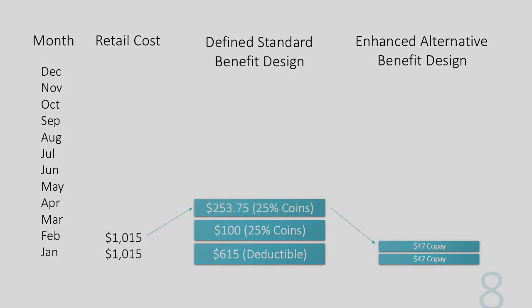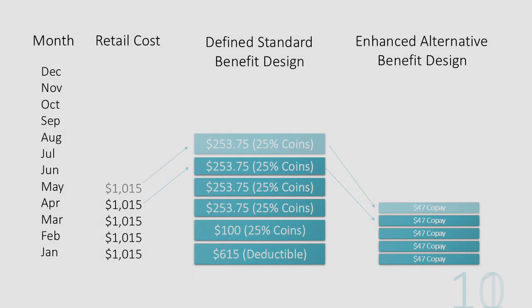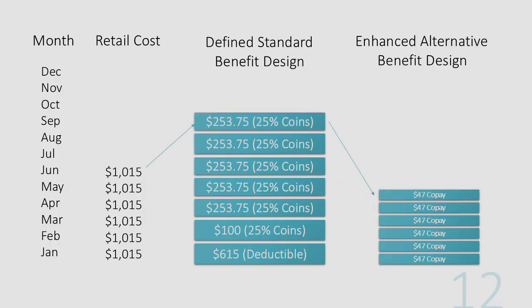In February, the standard plan applies 25% coinsurance to the entire $1,015 retail cost, or $253.75 towards the maximum out-of-pocket. On the enhanced plan, the individual pays only a $47 copay. This continues in March, April, May, and June.